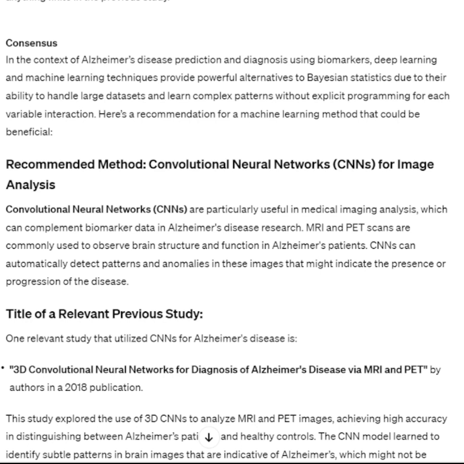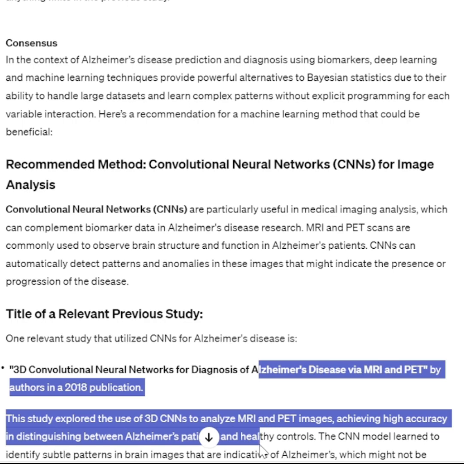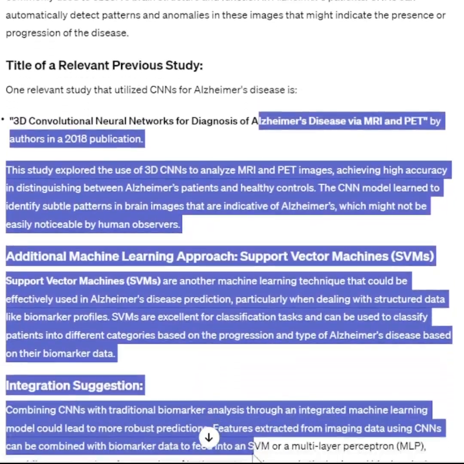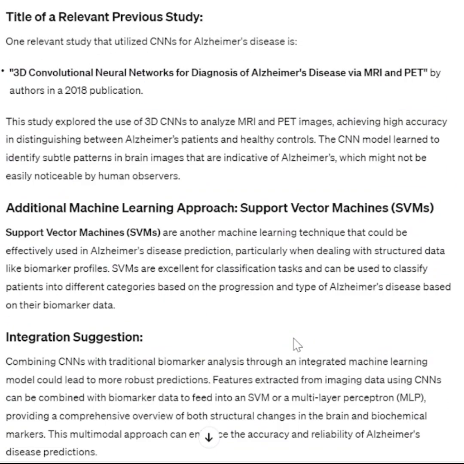Recommended method: convolutional neural networks, CNNs, for image analysis. Convolutional neural networks are particularly useful in medical imaging analysis, which can complement biomarker data in Alzheimer's disease research. MRI and PET scans are commonly used to observe brain structure and function in Alzheimer's patients. CNNs can automatically detect patterns and anomalies in these images that might indicate the presence or progression of the disease.